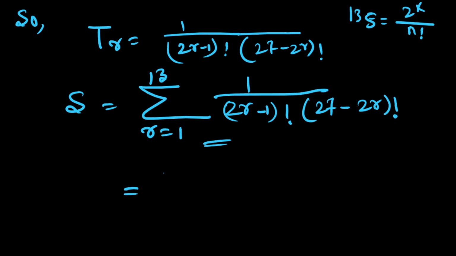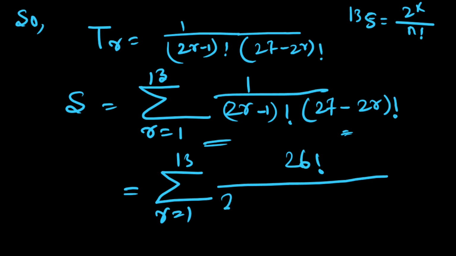In this case, if we observe this term carefully, we see a pattern. If we multiply by 26 factorial here, and also 26 factorial in the other place, if we forcefully multiply by 26, then the 26 factorial and 26 factorial cancel, and the rest are the same.